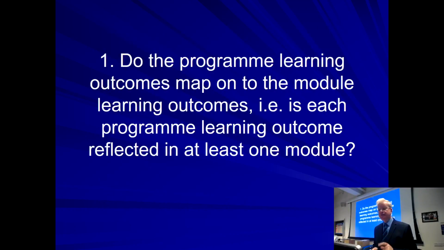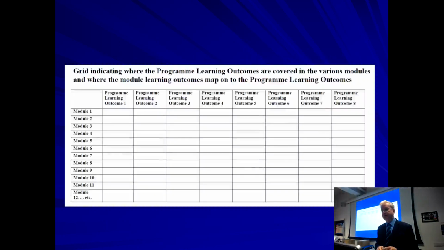So the first thing is relatively straightforward, the mapping of program learning outcomes onto the module learning outcomes. And I suggest the easiest way to do that is like the grid that you see there on the screen. And as you can see, along the top here, we list out each program learning outcome. Supposing in this program, now there are 8 program learning outcomes. Remember, the maximum is 10. And down here, we have the various modules in the program.